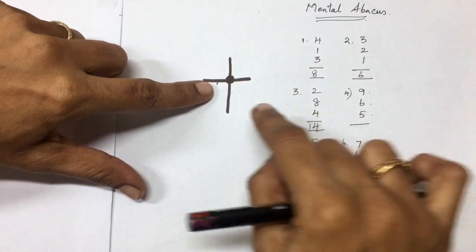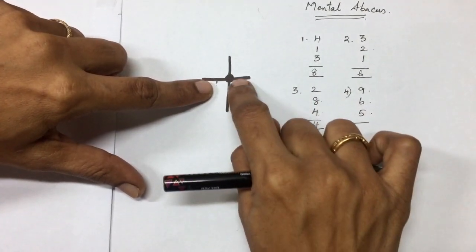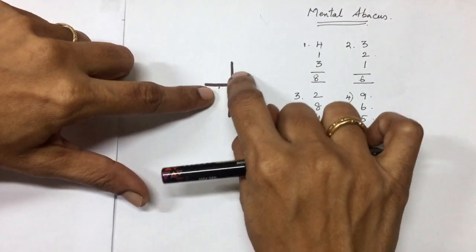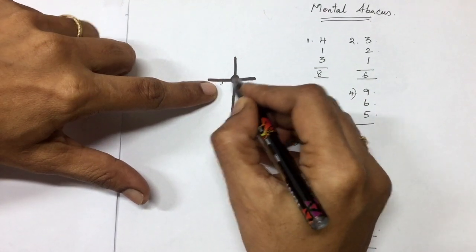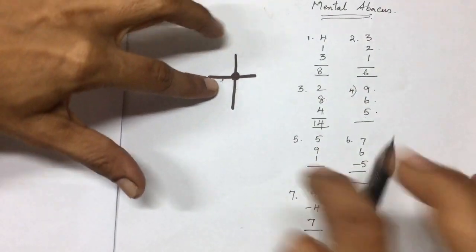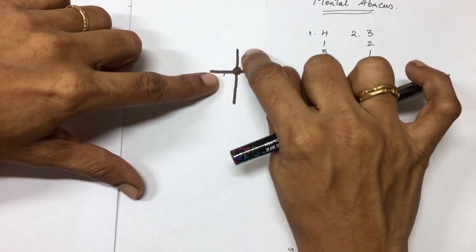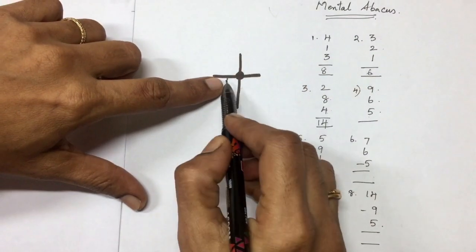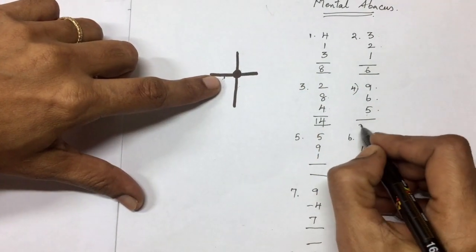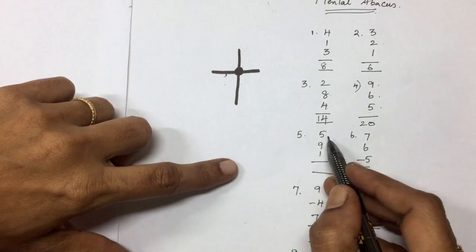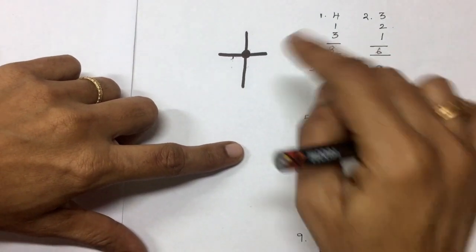Fourth one 9, 6, 5. 9 directly. To add 6, minus 4 plus 10. So these two beads will be there. Now 5. To add 5, minus 5 plus 10. So 2 beads are touching here. So 20.